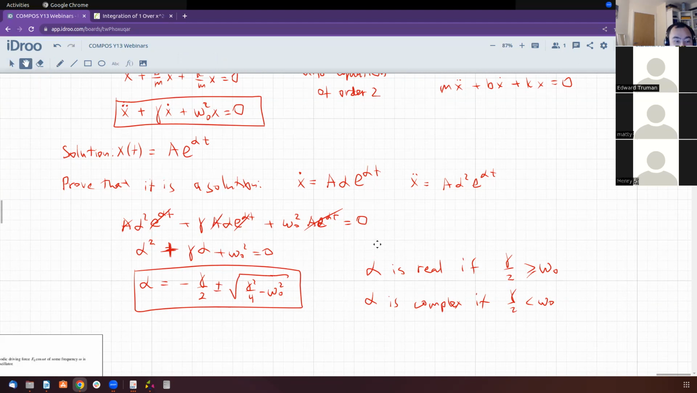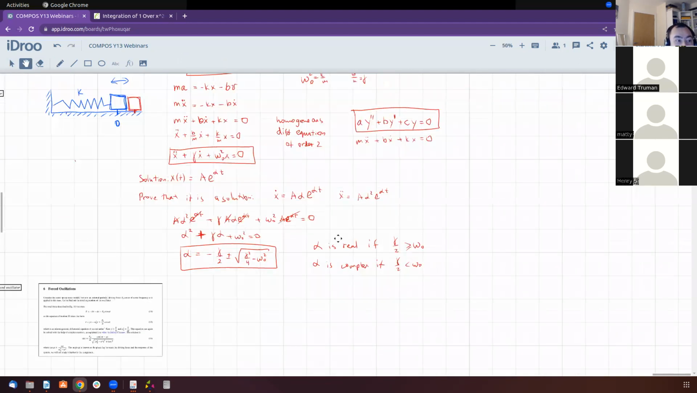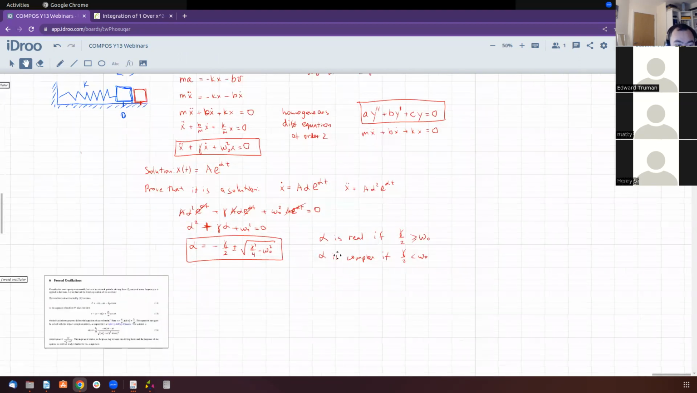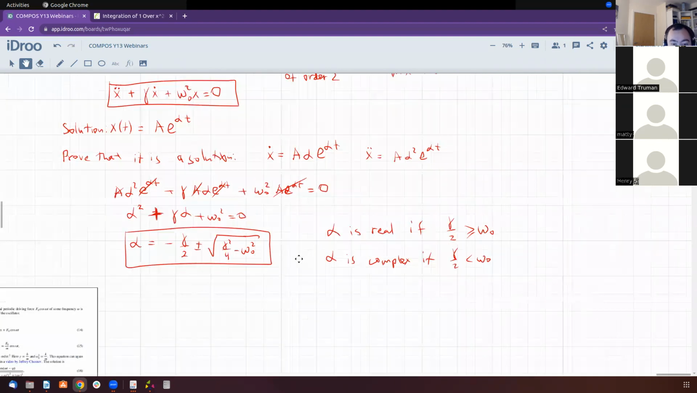And this determines what kind of damping you have. If it's a real solution, there will not be any repeated motion.